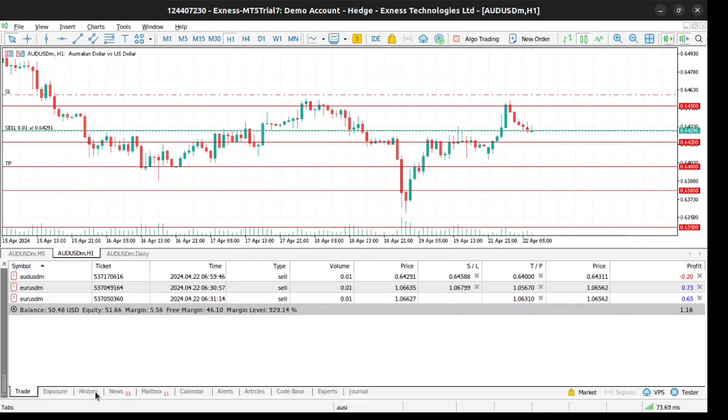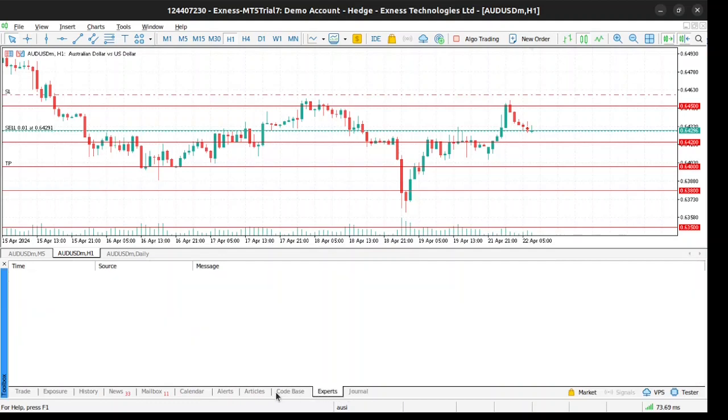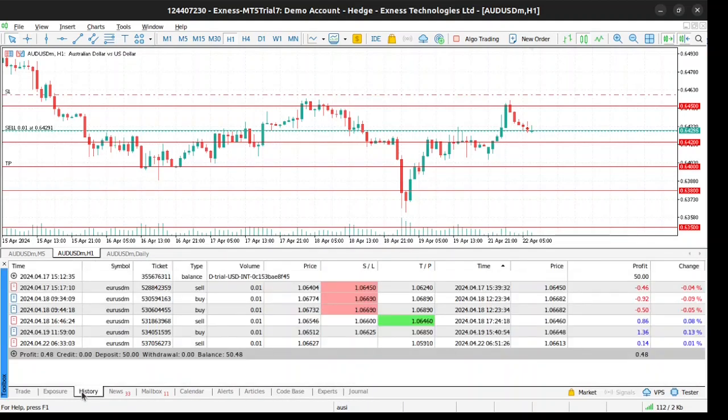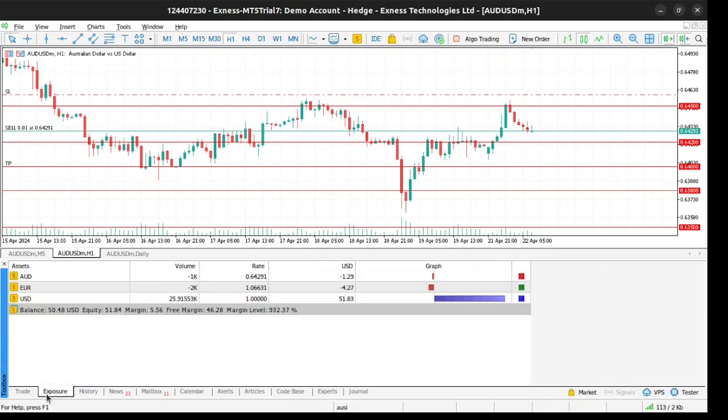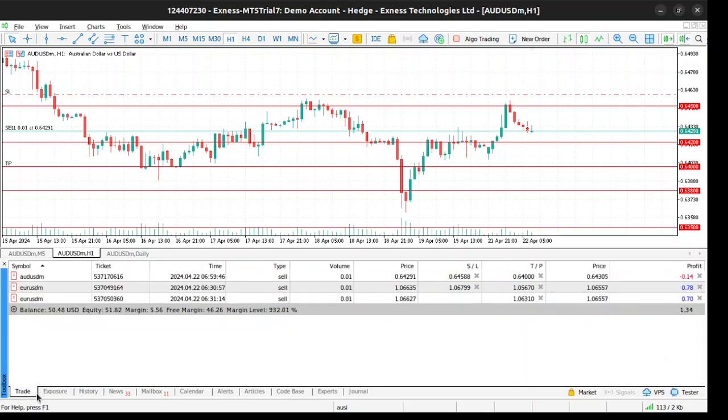Demo account, this is how the history. I have taken two trades before. First is loss and first is take profit. 50.48 demo account. Let's see what happens today.